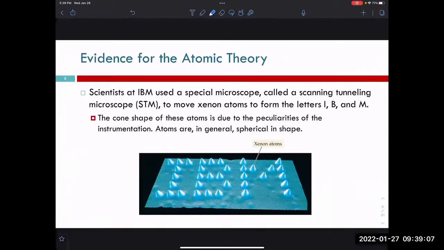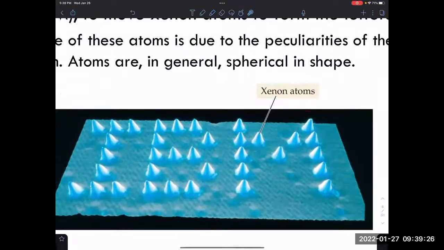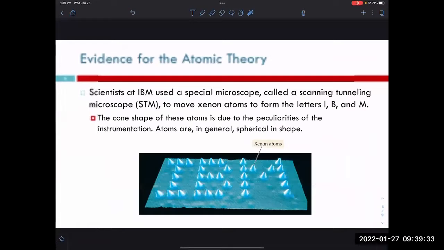So here's the scanning tunneling microscope. I guess I was mixing up both of those names. But at IBM, they did this. I wish this had a date on it. I don't remember when this was. They moved xenon atoms around until it spelled IBM. They look like little cones here, but that's a peculiarity of the method for looking at them. They're actually, in general, more spherical in shape. Teeny tiny spheres, submicroscopic.